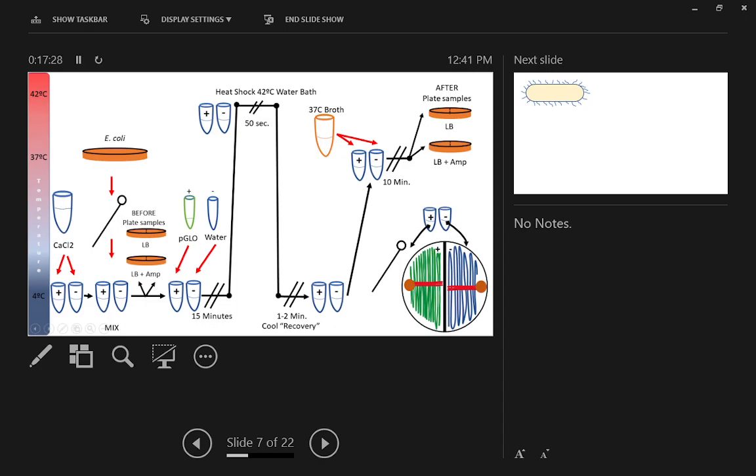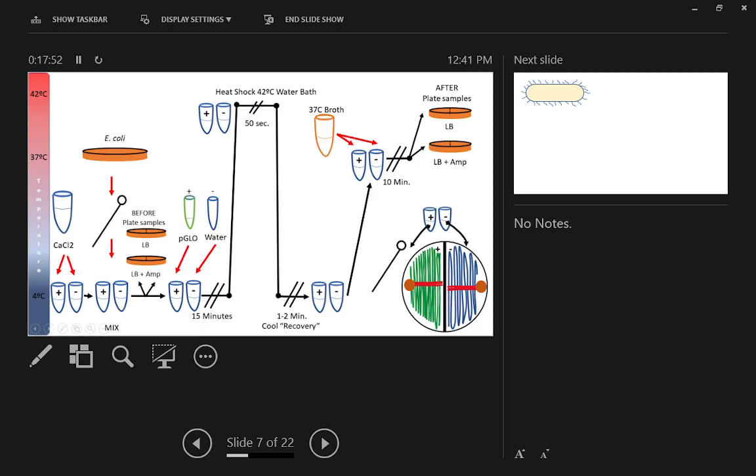Then we're going to add some warm 37 degrees Celsius broth. We're going to let them chill in the incubator for 10 minutes in that 37 degrees Celsius broth. That gives them good conditions to grow again. That's basically saying, okay, you chilled out, you've re-solidified your cell walls, you should be good now. Here's some nutrients, here's some good temperature. Maybe start recovering and being set up to go again.